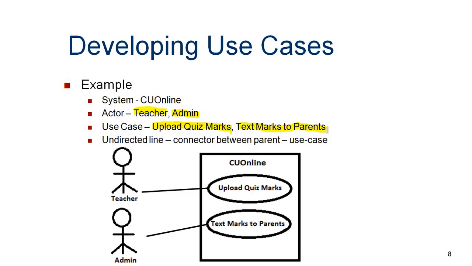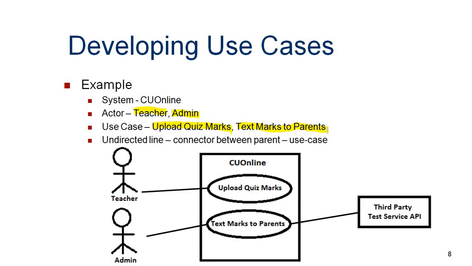So look at this another actor, that is third-party text service API. In fact, this actor is providing services to CU Online. For what? To text marks to the parents. So you can see we may have actors other than people. Another important thing to mention here: why did I place the third-party text service API on the right side of the rectangle, on the right side of CU Online, while the other two actors, teacher and admin, are on the left side of the system symbol?